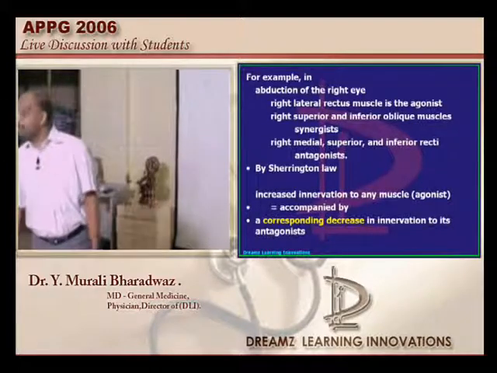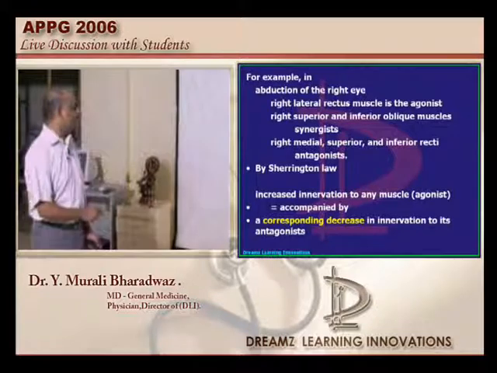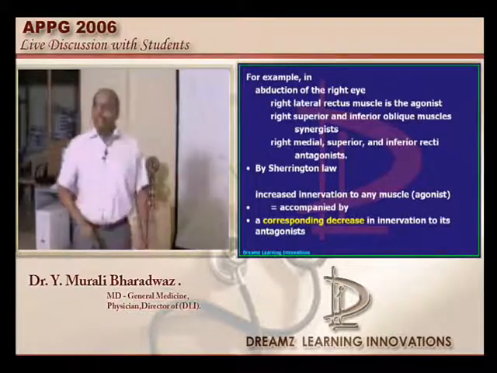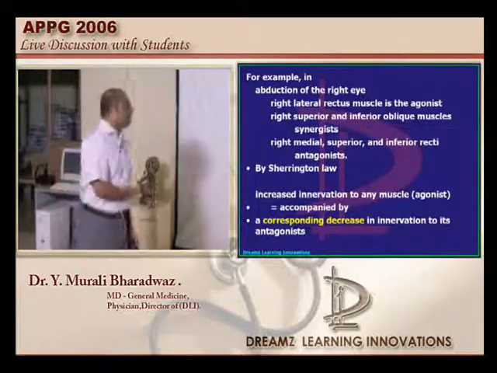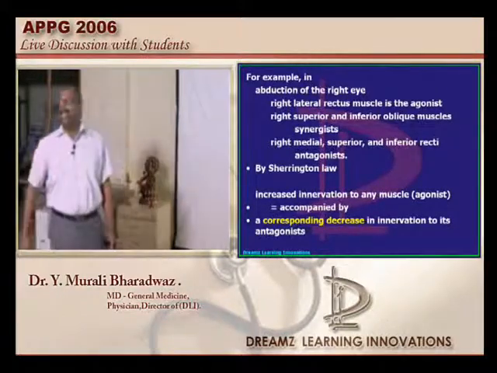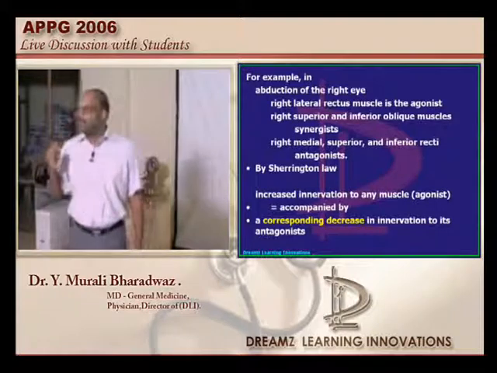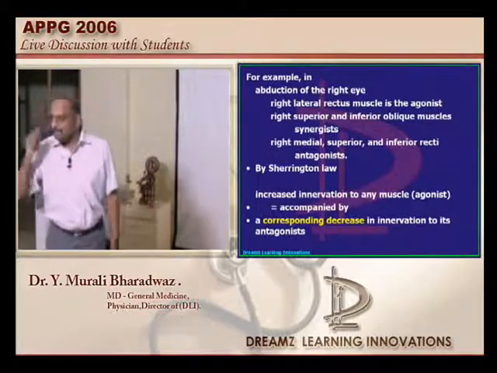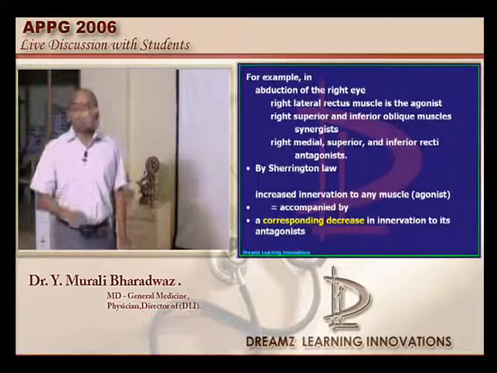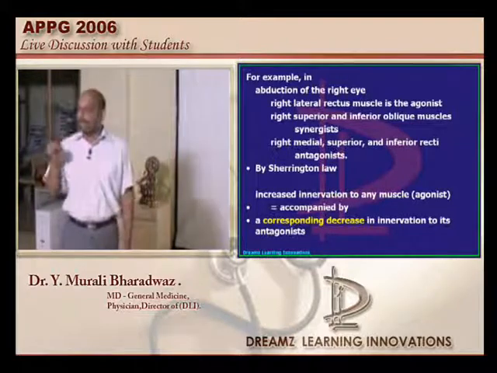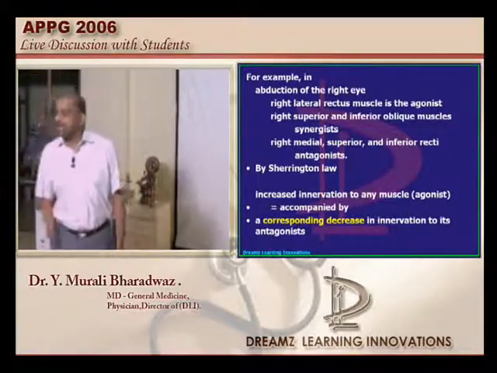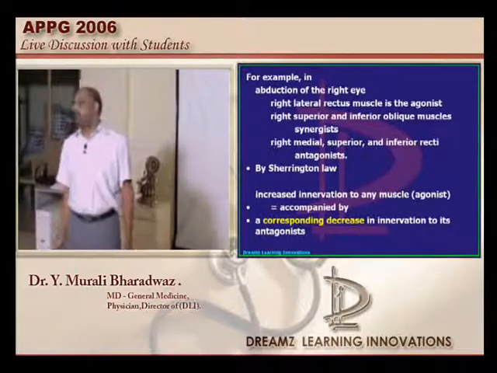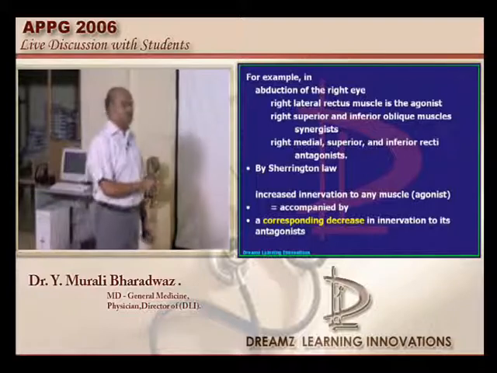There's one law called Sherrington's law, all of you know very well. What does it state, doctor? Any increased innervation to any of these agonists is associated with a concomitant decrease in the innervation of the antagonist. If I am looking laterally, in the same eye my medial rectus must become silent. So it is only possible by Sherrington's law, which says if my right lateral rectus is functioning, my right medial rectus automatically needs to become denervated and switched off. This is called Sherrington's law, which needs to be remembered.